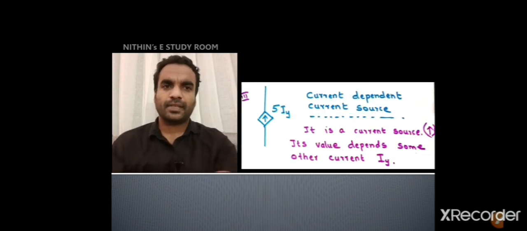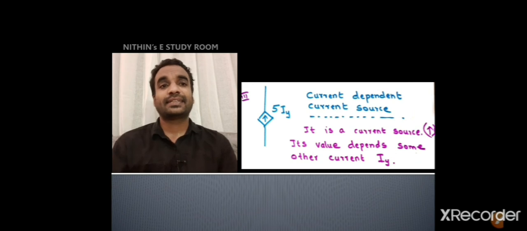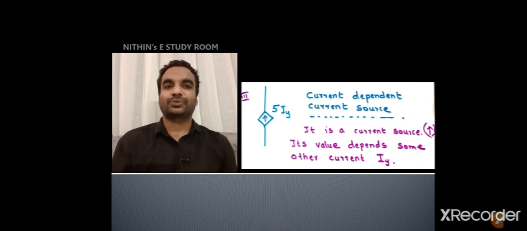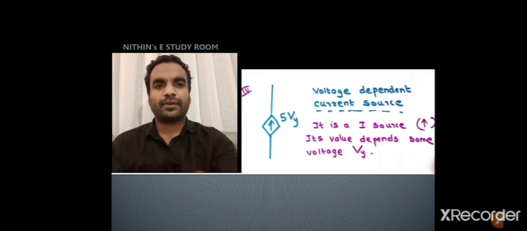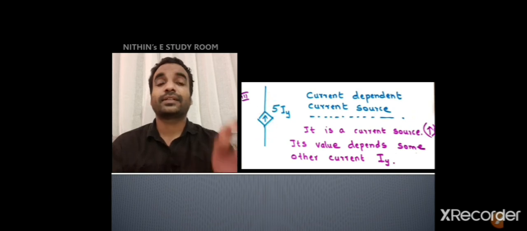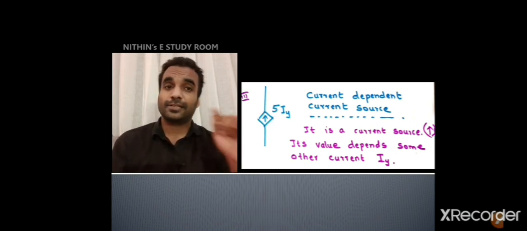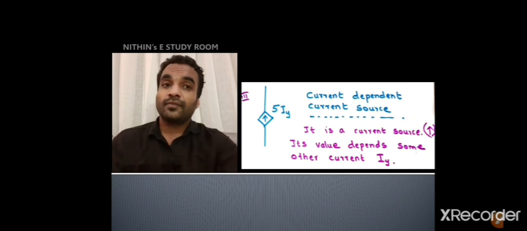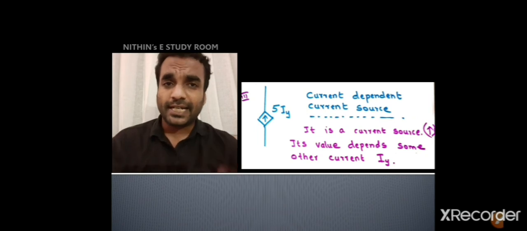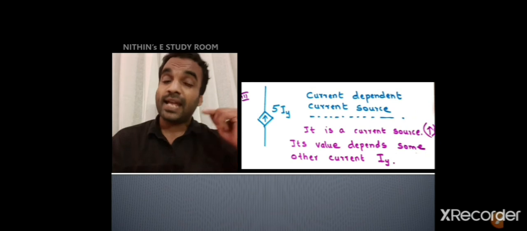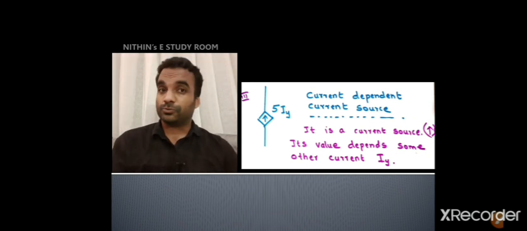And the third one is the current dependent current source. Now inside the diamond shape, we are seeing an arrow mark. Arrow mark denotes a current source. So it is a current source and it depends on phi into Iy. What is Iy? It is the current in a branch y. So this is a current source and it depends on some other current. So it is a current dependent current source.